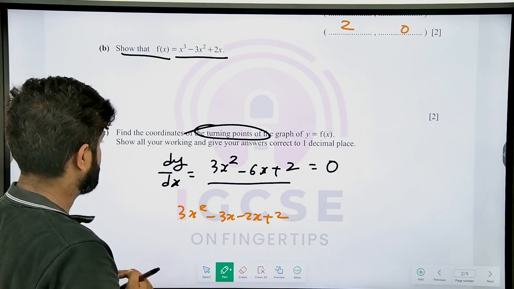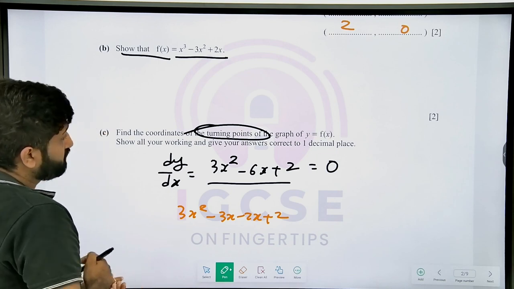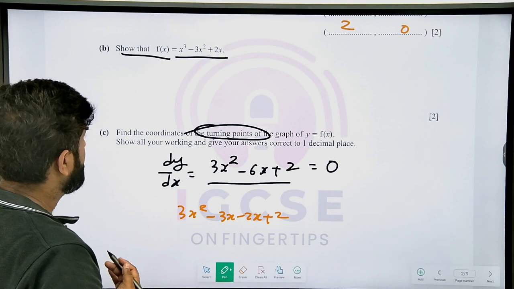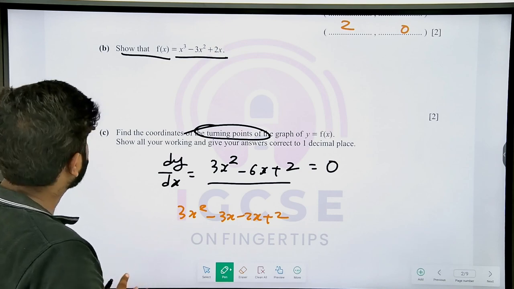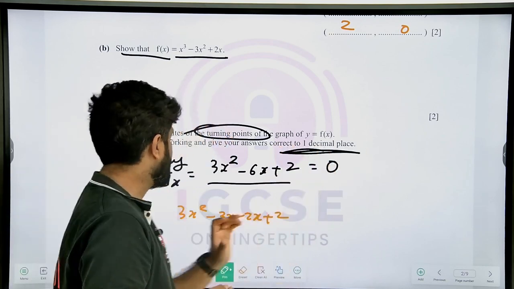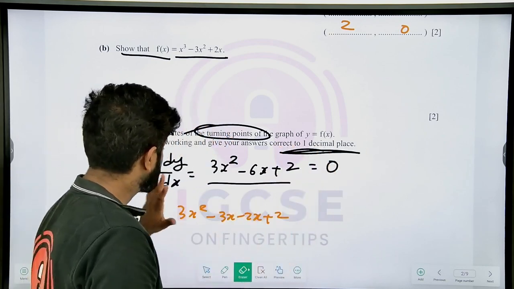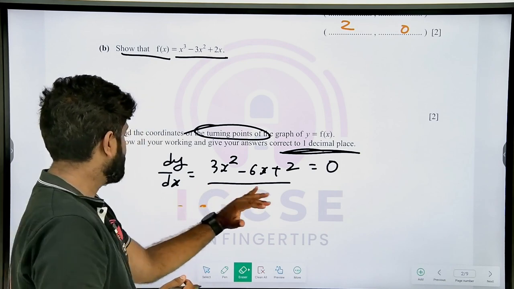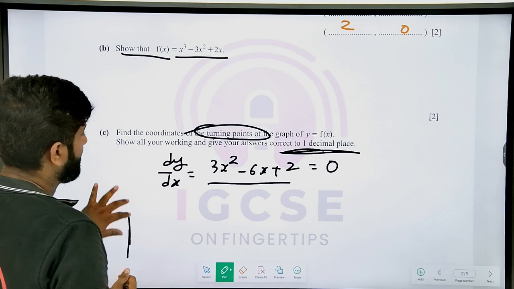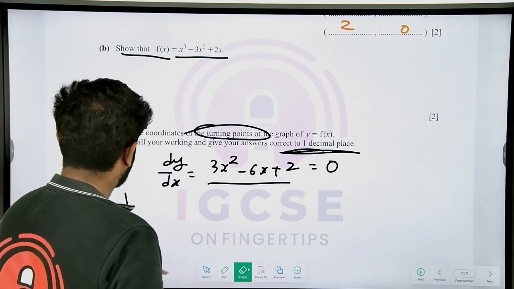Okay, so on addition I should get maybe negative 6. I have to give my answer up to 1 decimal place. I don't think this can be factorized. So what I'll have to do is apply the quadratic formula.